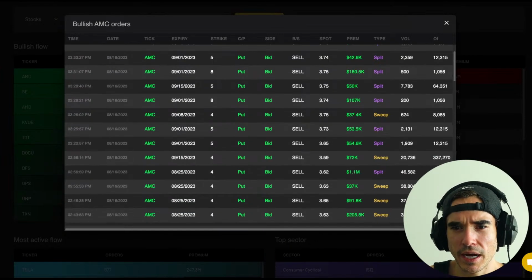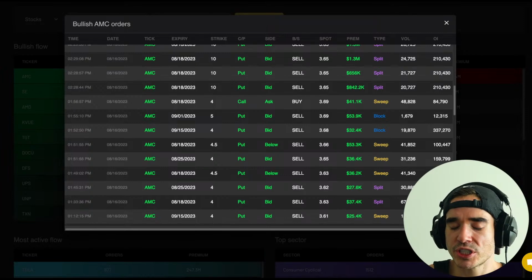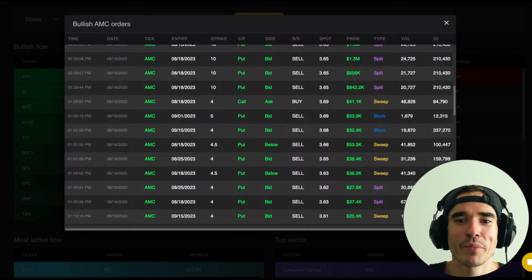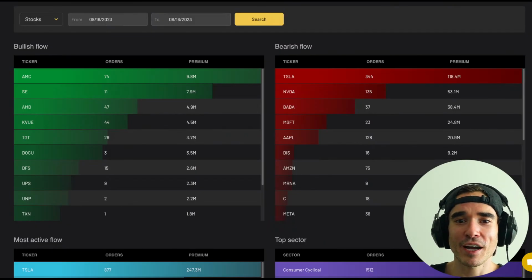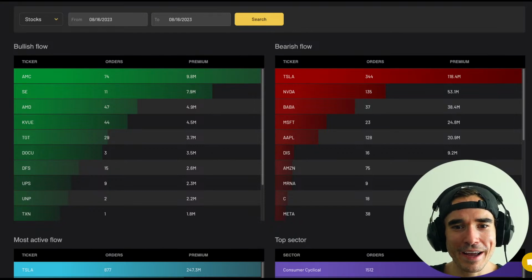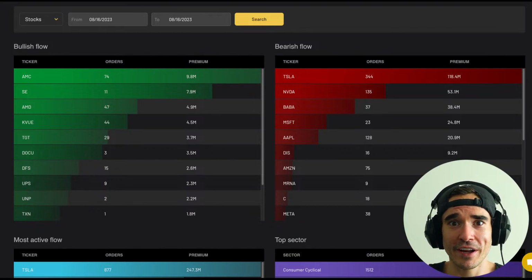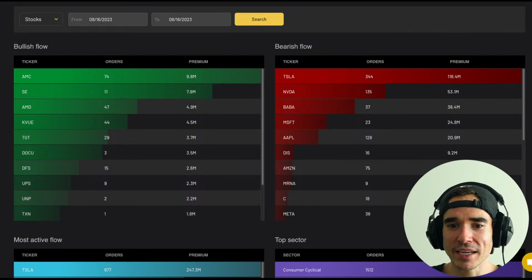Interesting. I've never really sold puts. I'm sure it just said everything backwards. Sorry, but I don't really sell puts. I don't like puts that much. I like calls. Calls have unlimited upside. That's why I like them. But I am just looking to learn and experiment and really just do what the big guys are doing.